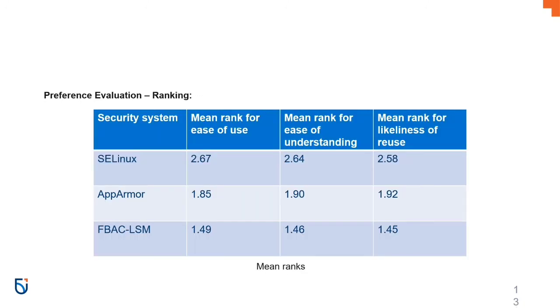Ranking. These security systems were ranked on the basis of ease of use, ease of understanding, and their likeliness of future use. From this table, we can see that FBAC has been ranked highest in all the aspects, whereas SELinux has been ranked the lowest.